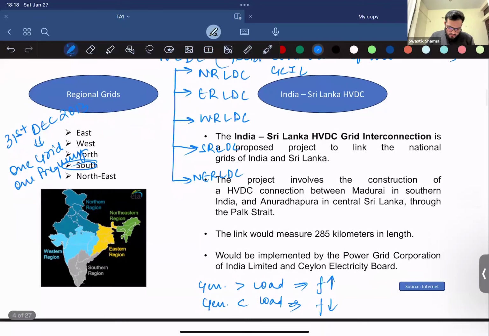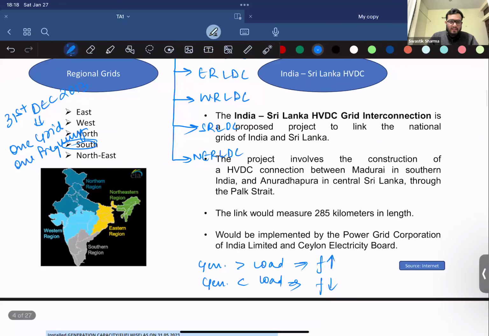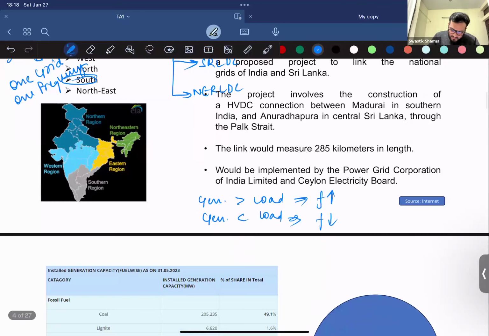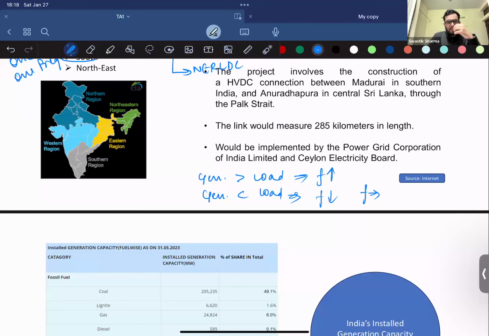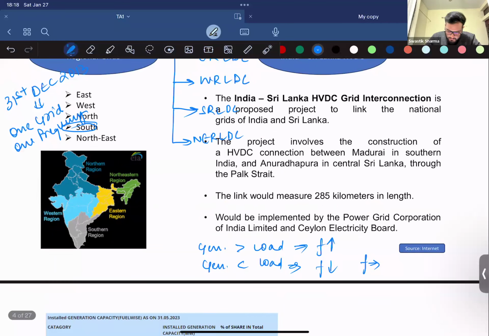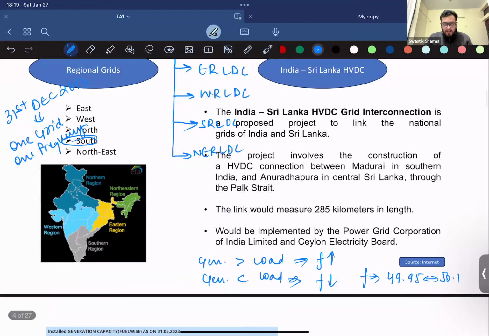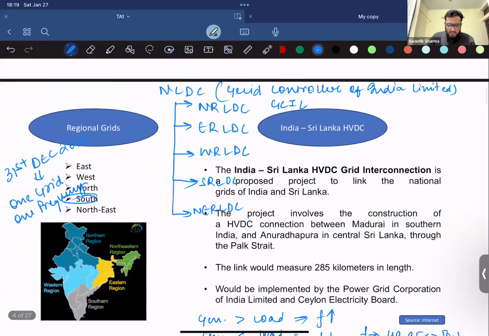This is how the NLDC ensures continual balance of generation and load so that the frequency remains within a particular bandwidth. Can anyone tell me the frequency range for normal operation of the grid? In the recent Indian Electricity Grid Code it's mentioned. Okay, so it's 49.95 to 50.1 hertz. This is the frequency range for normal operation of the grid mandated in the Indian Electricity Grid Code, which was recently issued.